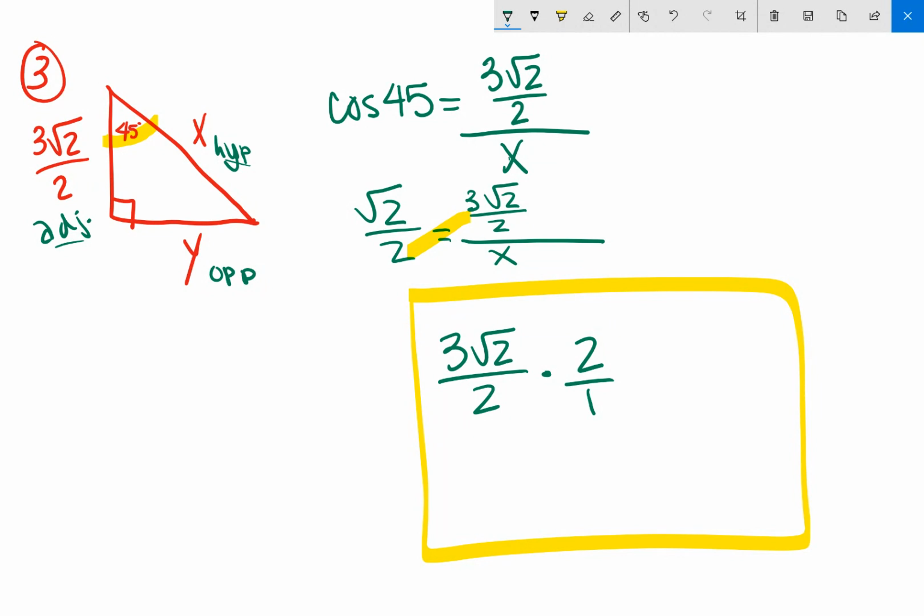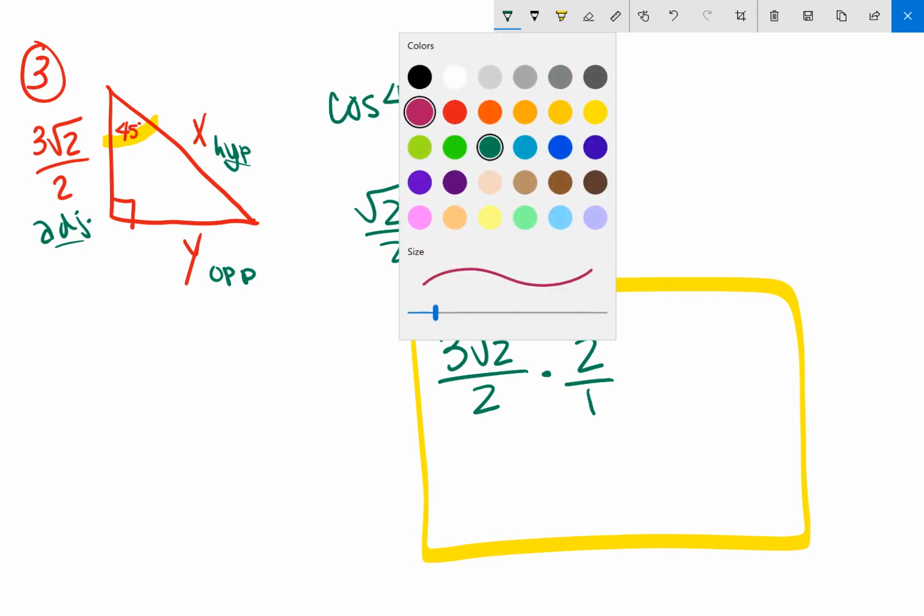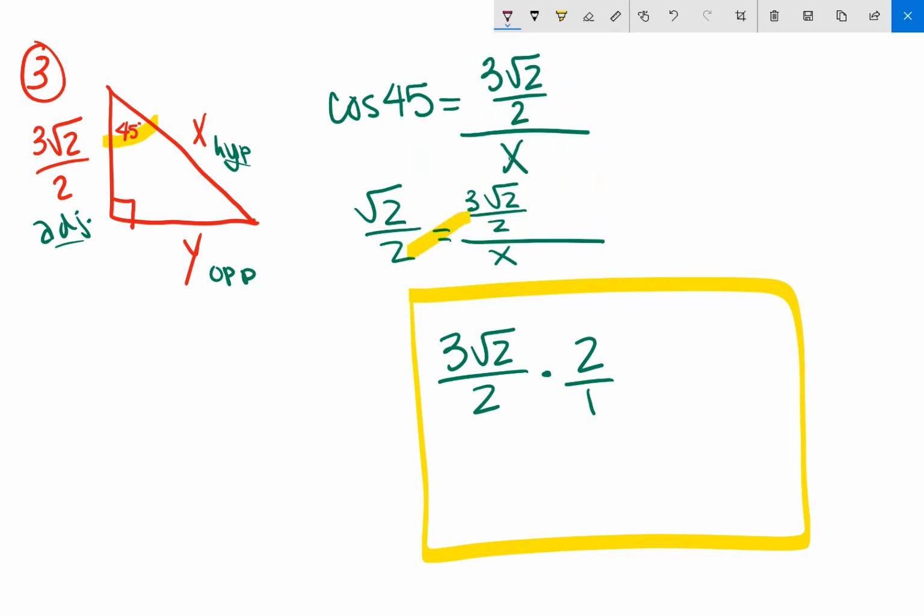But then to find y, because remember, I'm not solving all these, I'm sorry. But to find y, because that's our opposite and adjacent, I would do tangent of 45 equals opposite over adjacent.